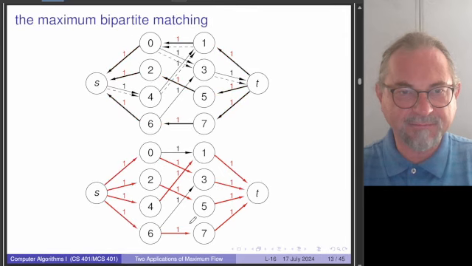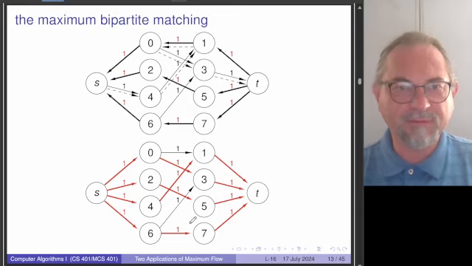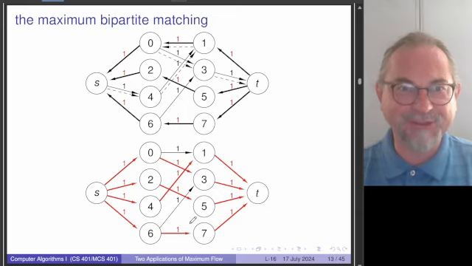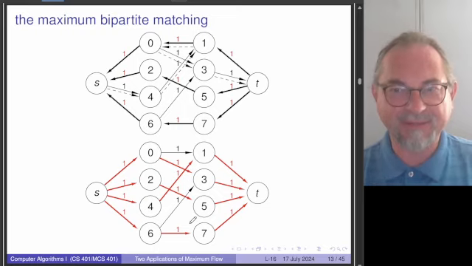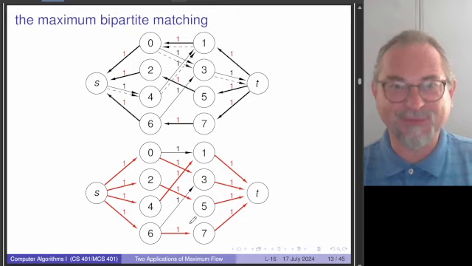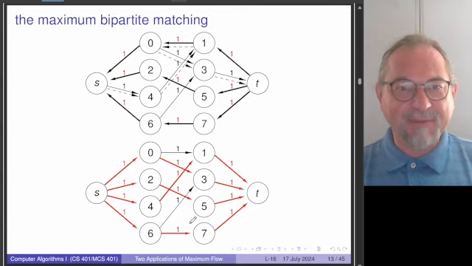Let's look at this. So we can go from the source to 4, and then we can go from the source to 1, from 1 to 0, from 0 to 3, and from 3 to the sink. So it was not trivial.